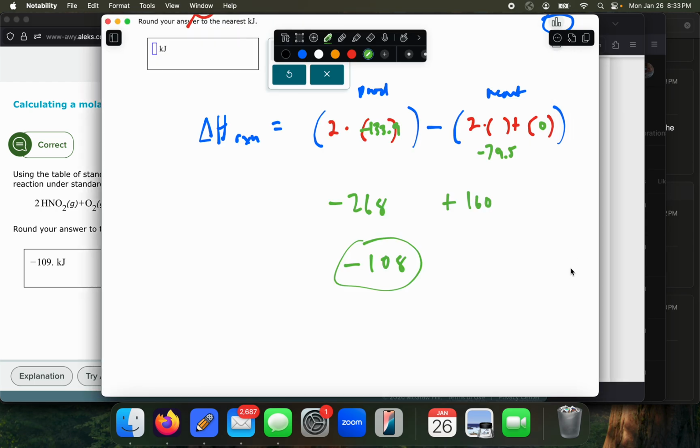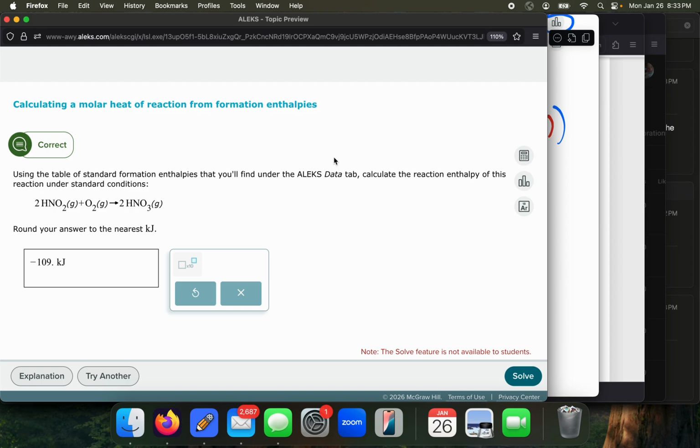Okay, so the big deal here: it's the products minus the reactants. Got to go find those in the table. Make sure you get the states right, and do this a few times, and you'll be good. Good luck.